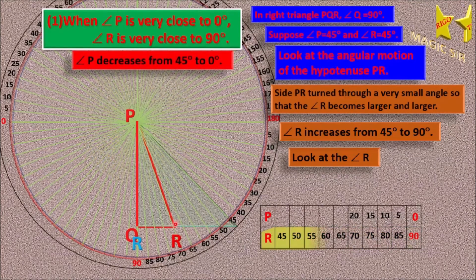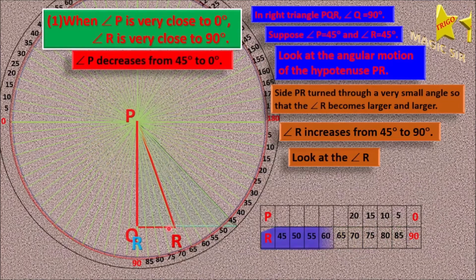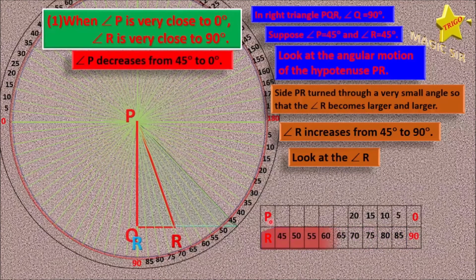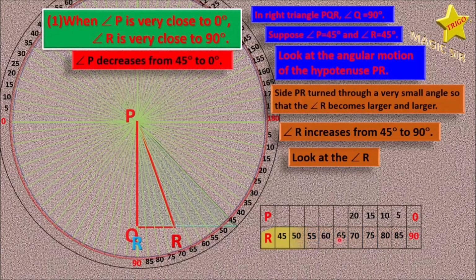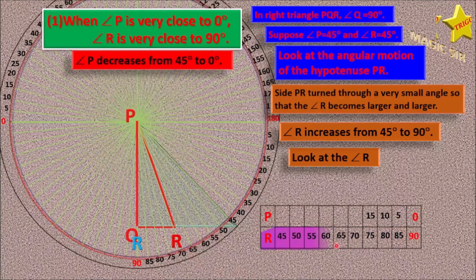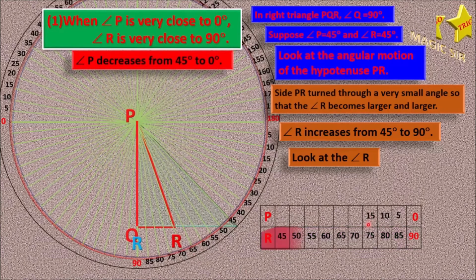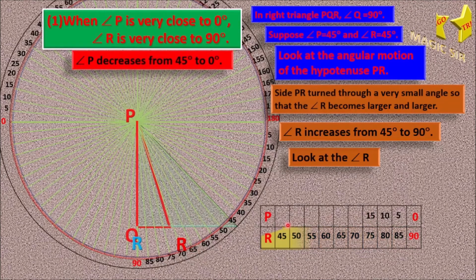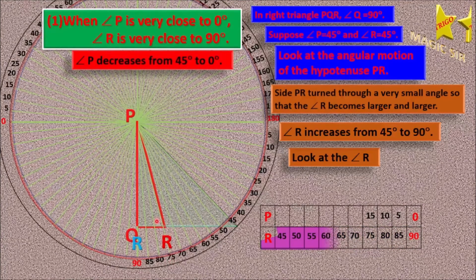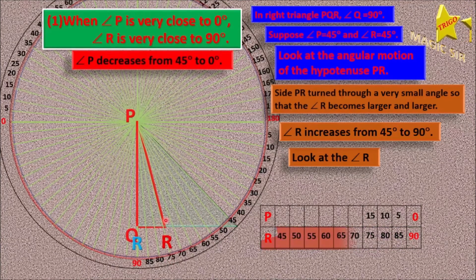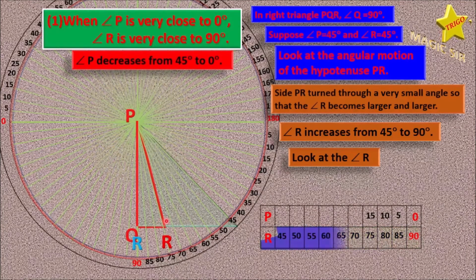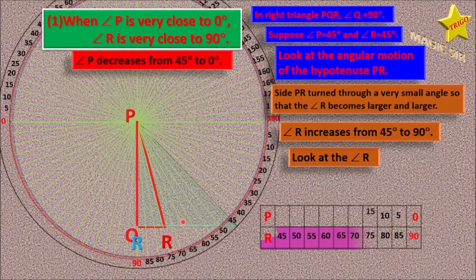Hence, angle R becomes larger and larger. Angle R increases from 45 degree to 70 degree. And again, look at the angular motion of PR. Angle R is 75 degree and angle P is 15 degree. Angle R becomes larger and larger.